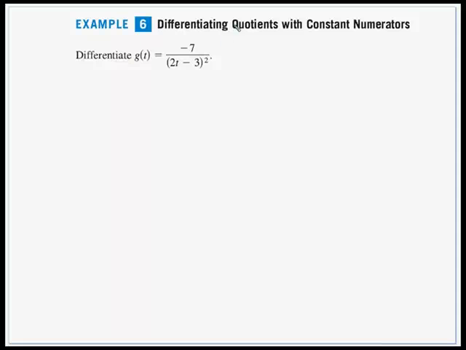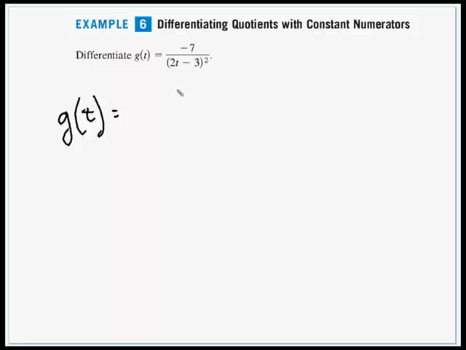Example 6, differentiating quotients with constant numerators. Here we have a numerator that is just a constant. Here it's a -7. And then we have a function going on in the denominator. So we have g of t is equal to this. And I'd recommend we could do the quotient rule on it, I guess, and the chain rule would be involved in that. That might get a little messy.